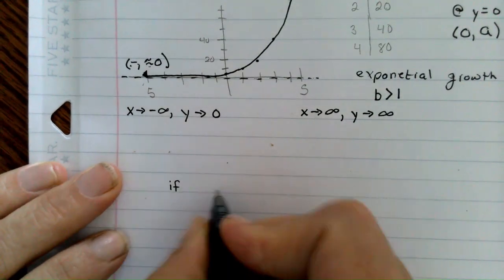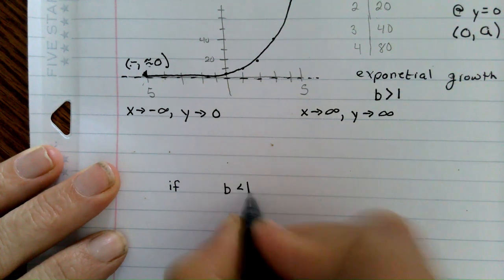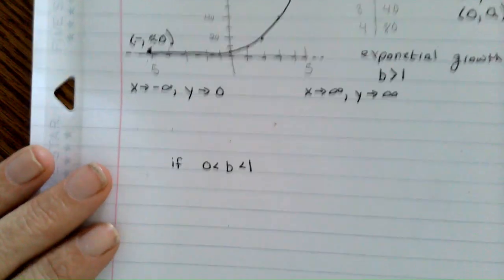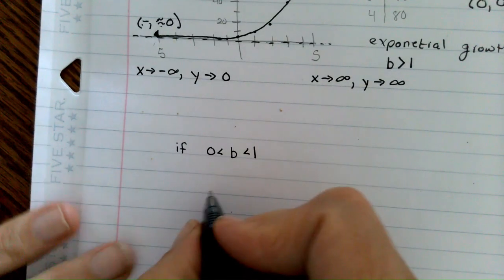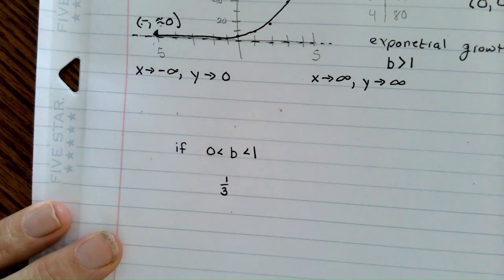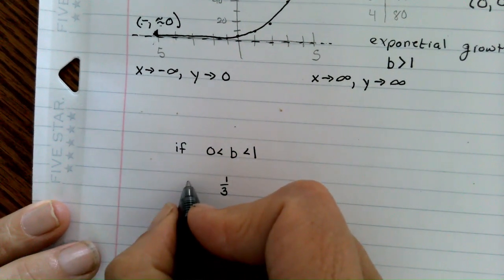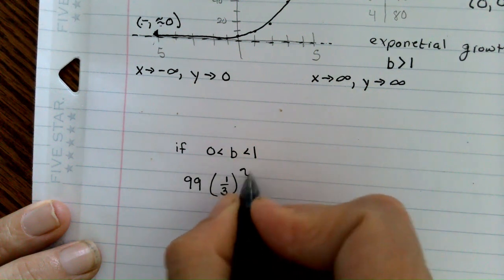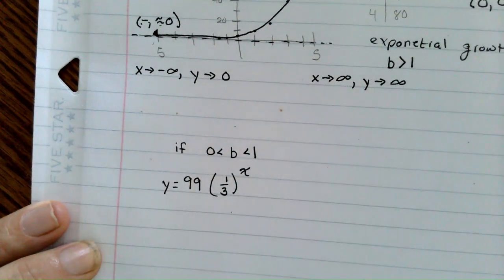If b were less than 1, but greater than 0, we would have exponential decay. Think of multiplying by 1/3, okay? Let's start with 99.